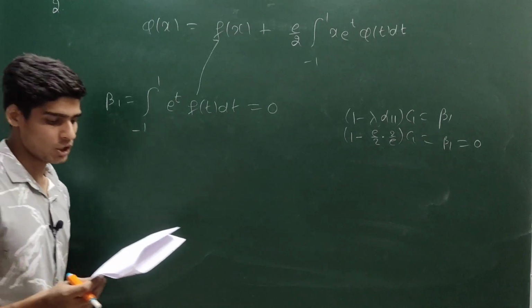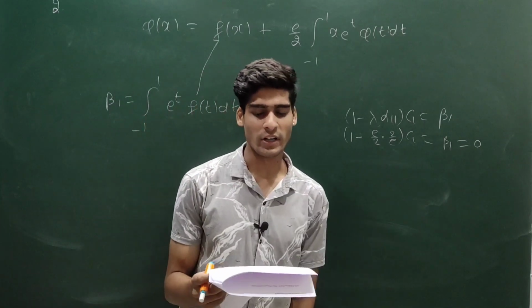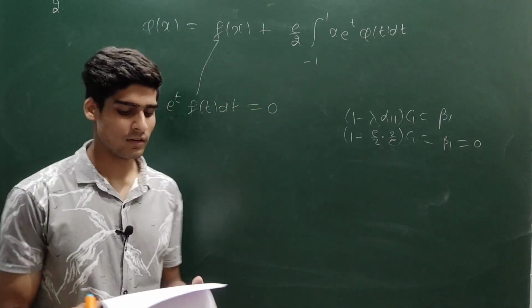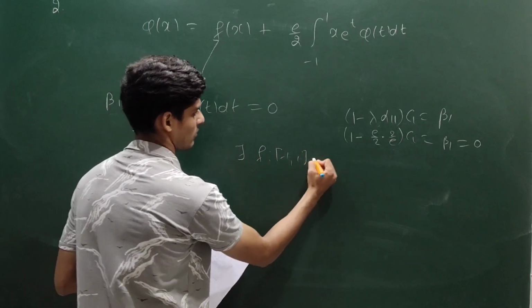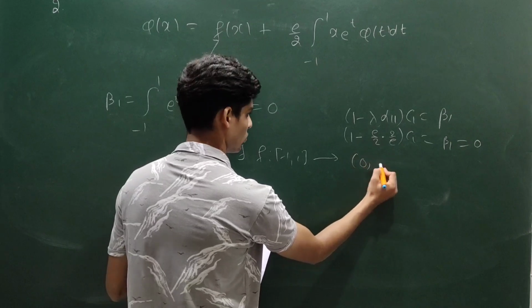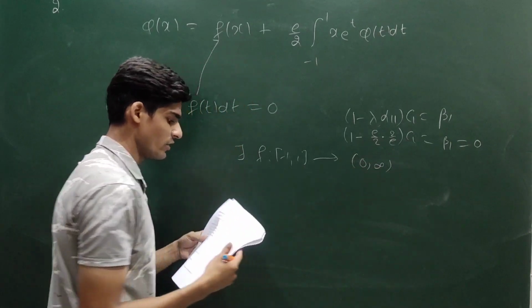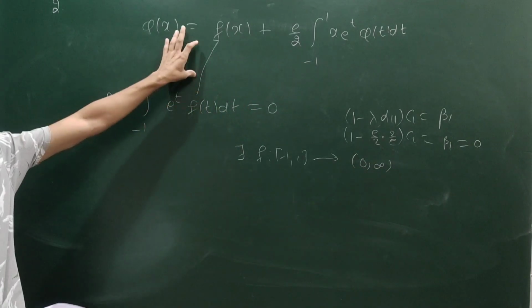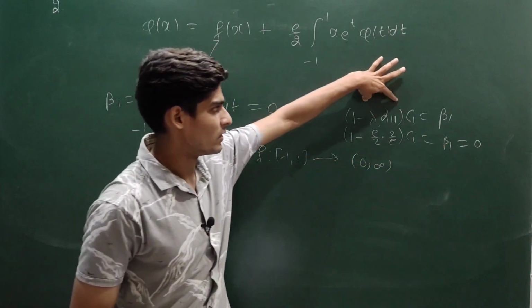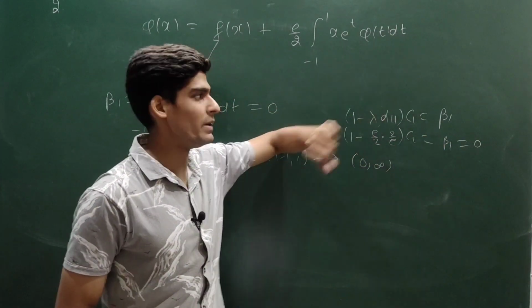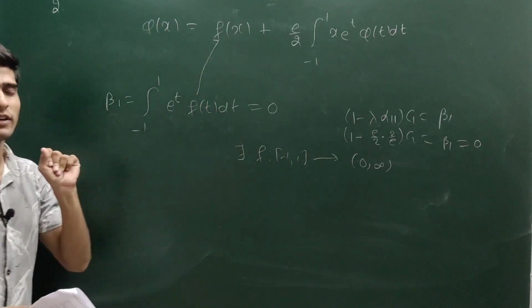Now come to option A. There exists a continuous function f from minus 1 to 1 to open 0 to infinity, for which a solution exists. We know a solution will exist provided beta 1 is 0. If beta 1 is non-zero, the system will be inconsistent. So we need beta 1 to be 0.